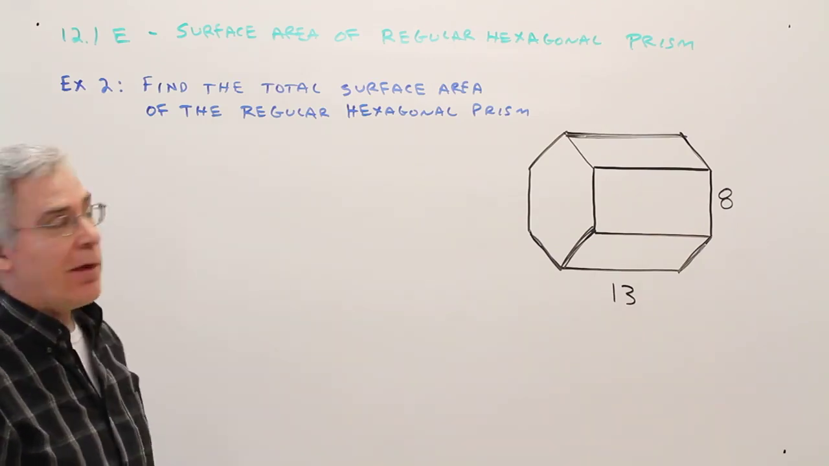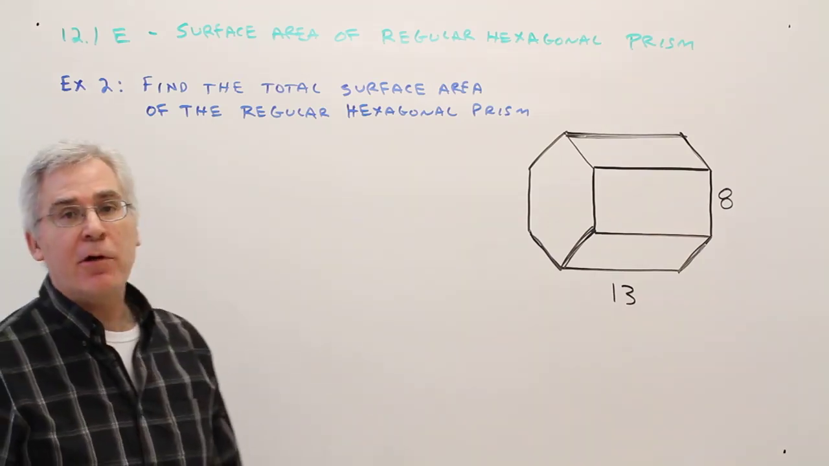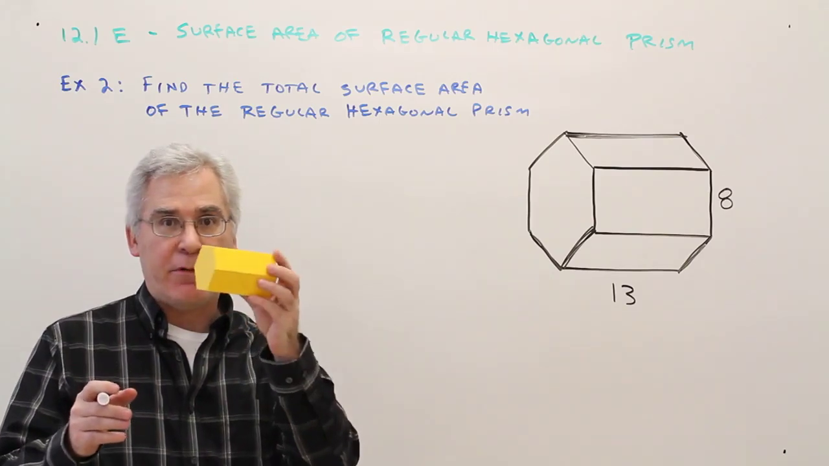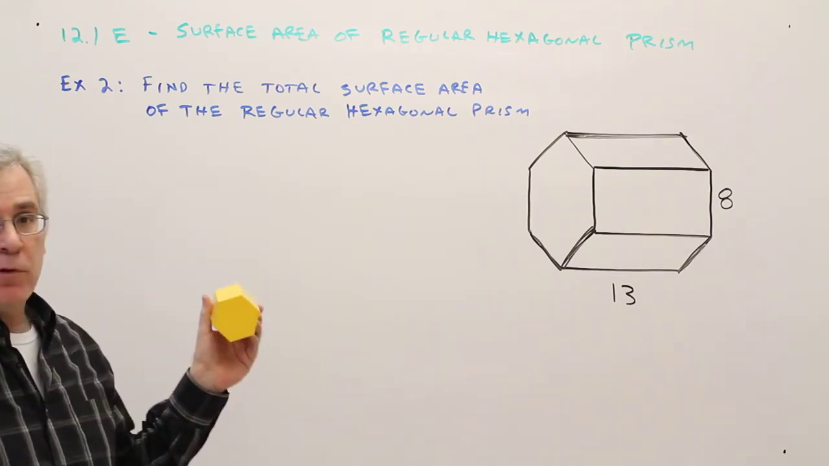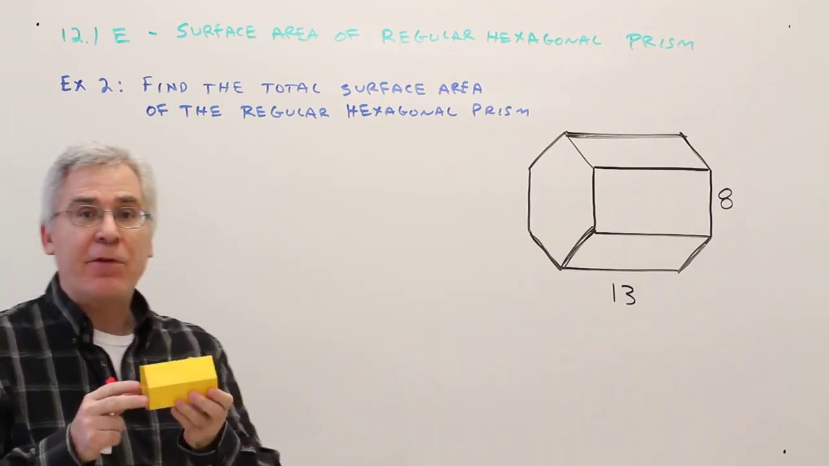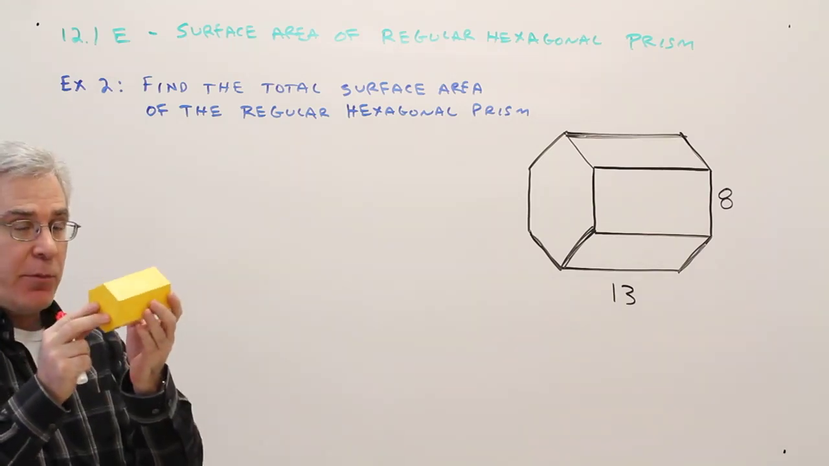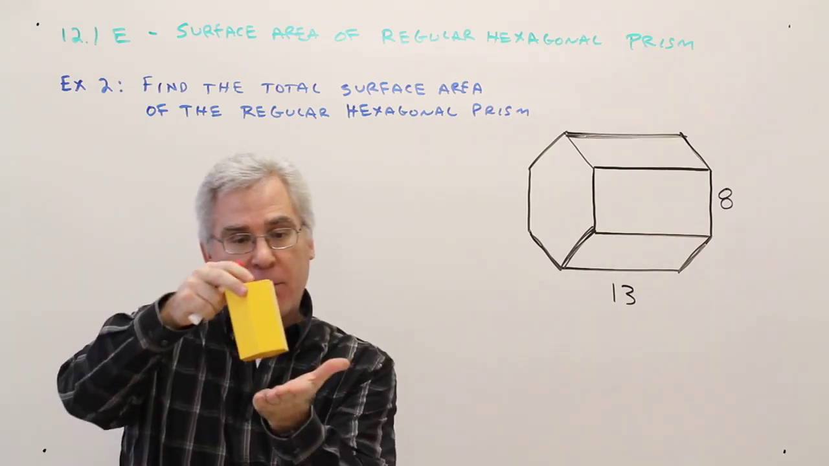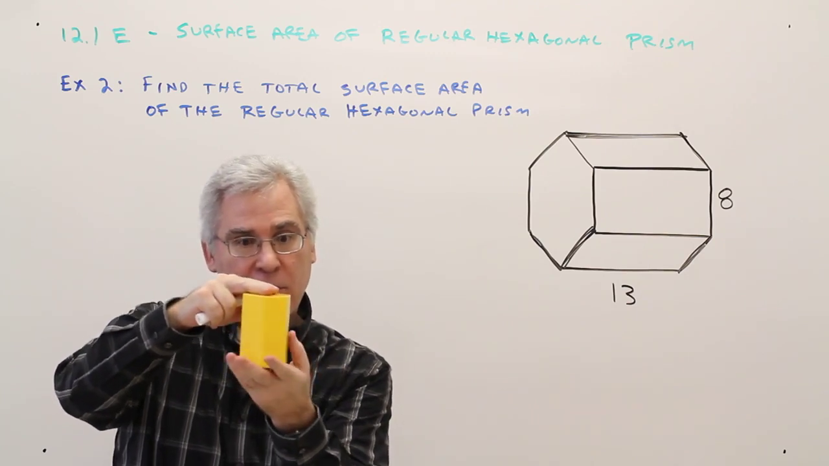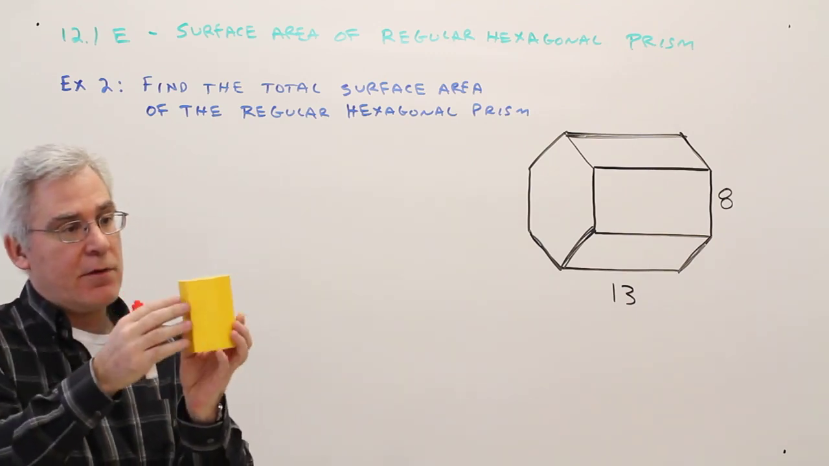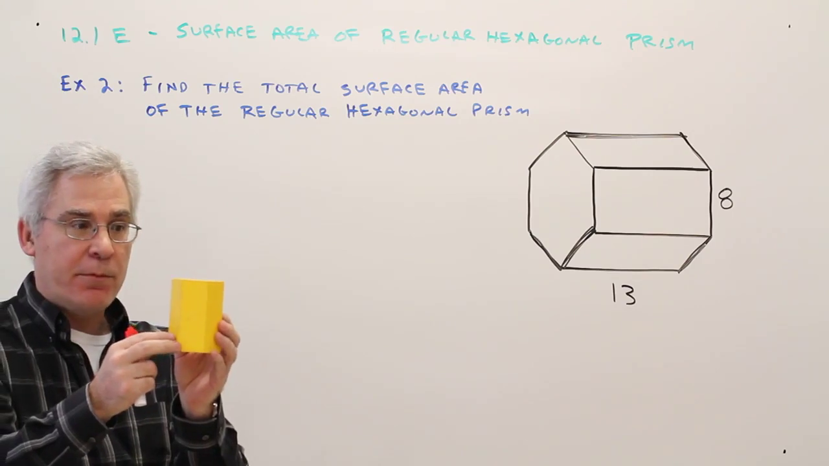Welcome to video 12.1e, surface area of a regular hexagonal prism. So this is example 2. The problem states, find the total surface area of this regular hexagonal prism. Remember, the bases are hexagons, and this one is a right hexagonal prism.